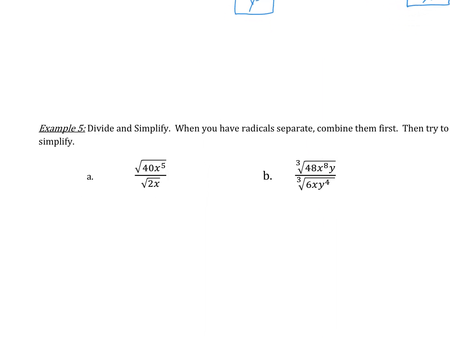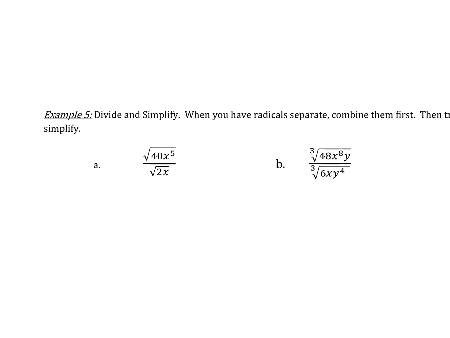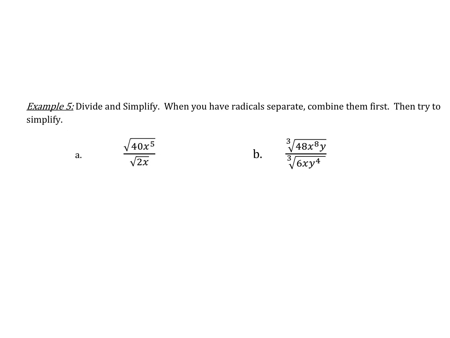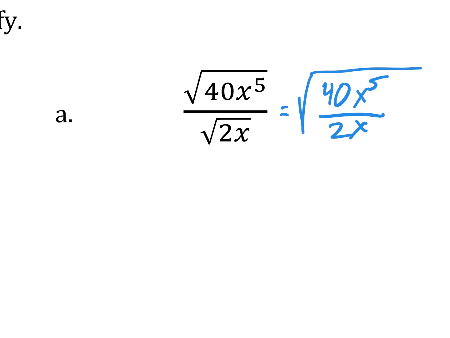Let's look at a couple more situations where they're already broken up and we want to simplify this. Well, the key here is we want to combine them first. So if they're separated, combine them first, then simplify before you dive into it. We'll see that helps a lot. If you just start square rooting here, it's going to get ugly. So first put them together, 40x to the 5th over 2x.